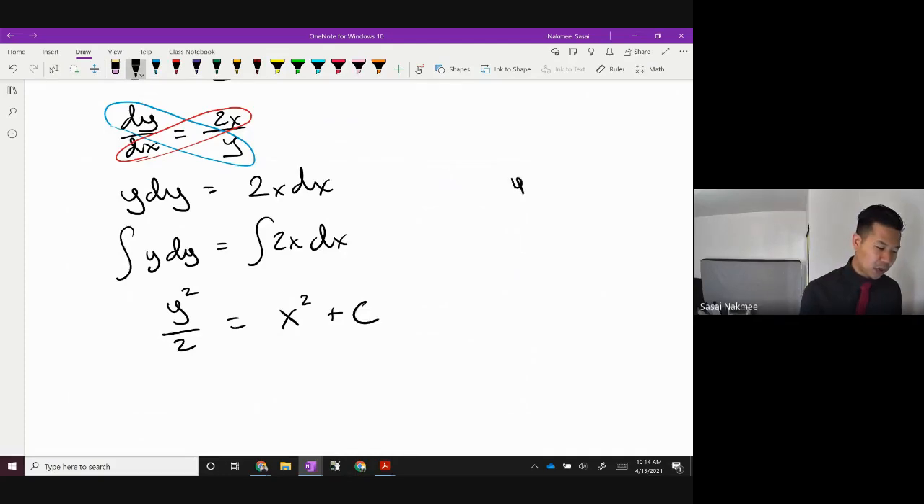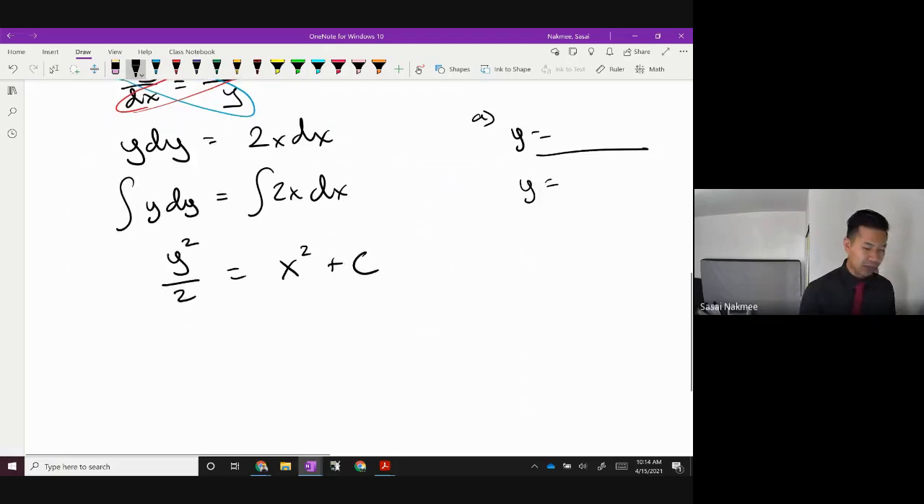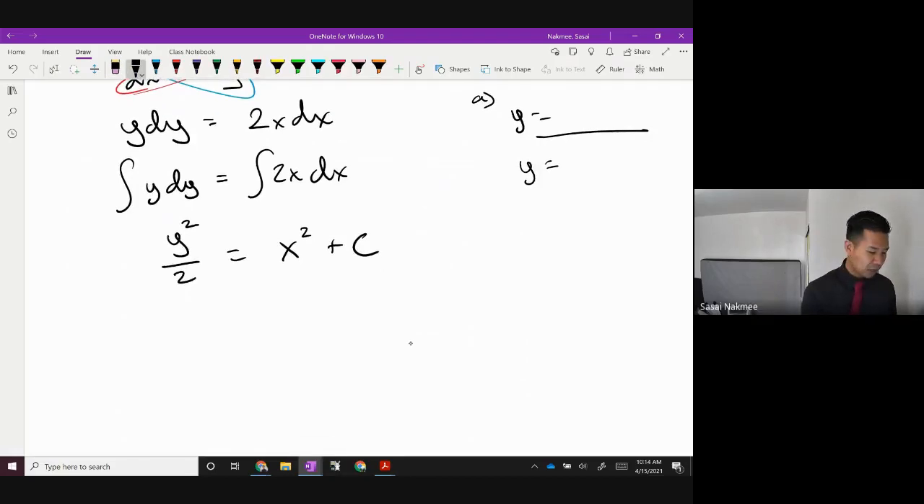Multiple choice answers will be y equals something. That's what your answer choice will be looking like, y equals. And this is not y equals. We can just easily solve this, though, using our algebra skills, right? Multiply both sides by 2, I end up with y squared is equal to 2x squared plus 2c. 2c is just a c, right?